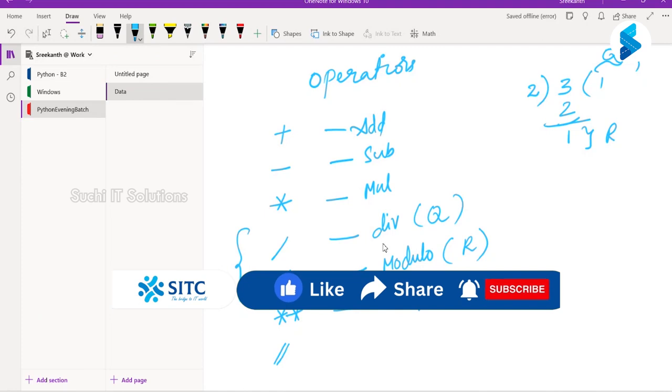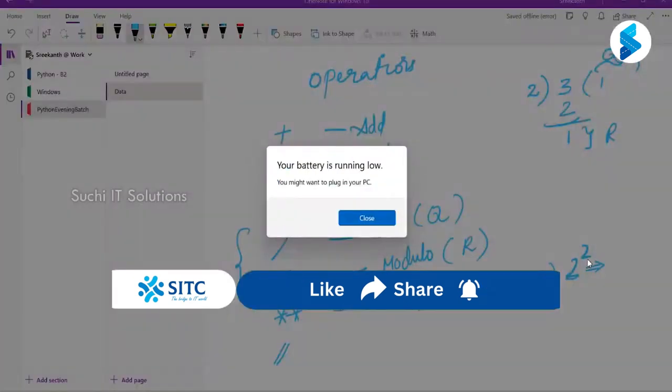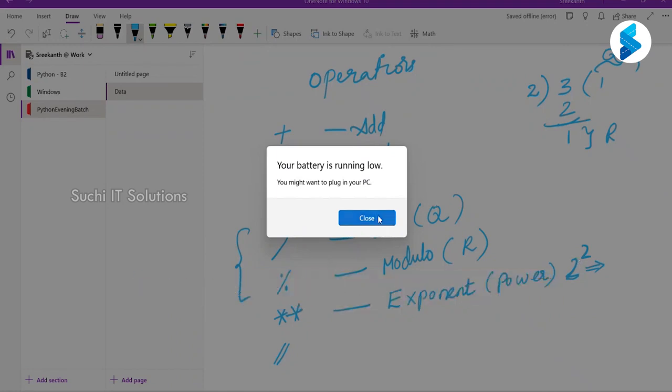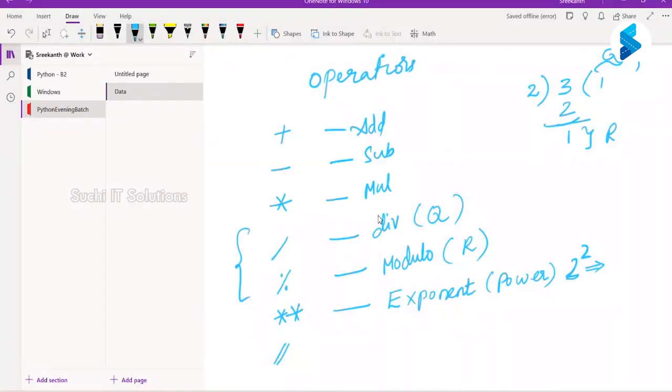What is exponent? What is the meaning of this 2 power 2? If I have to represent this in Python programming, I will say 2 star star 2 is equal to 2 power 2. Are we clear?